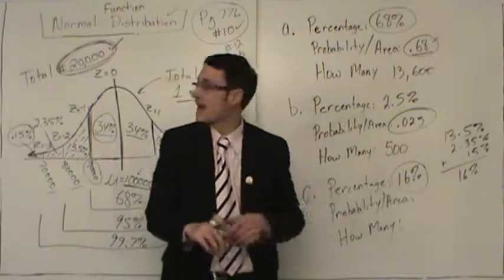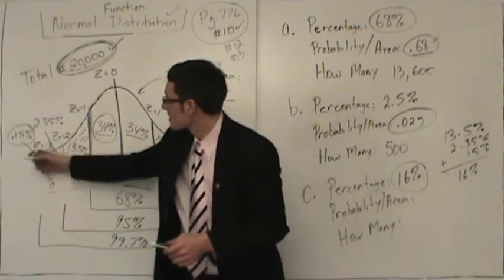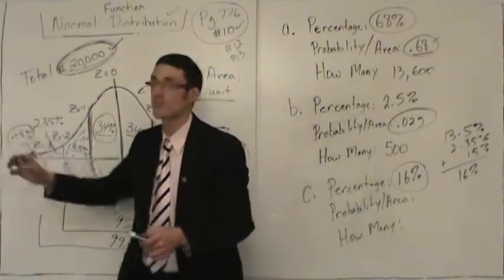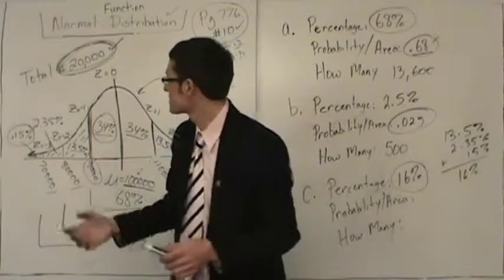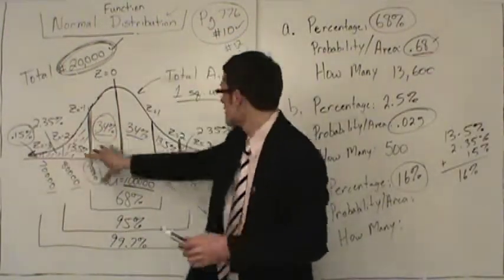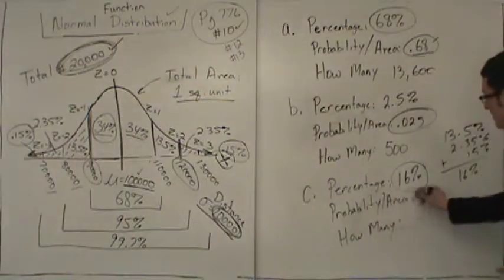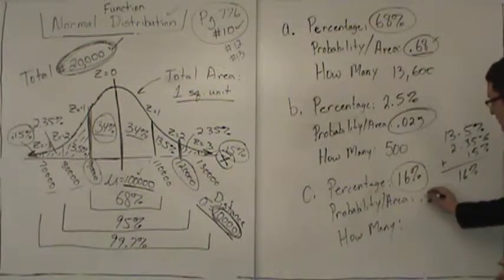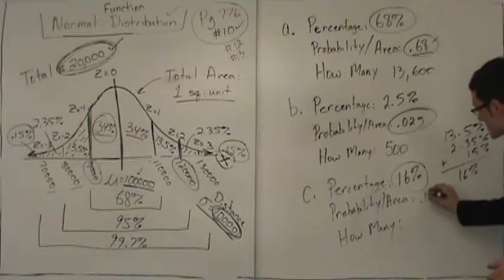Now, you need to have these three areas memorized. 13.5 plus 2.35 plus 0.15 is 16%. A great way to memorize this is, what is 50 subtract 34? It's 16. So we get 16%. Now to find the probability of the area, move the decimal 2 places to the left. What do we get? 0.16.